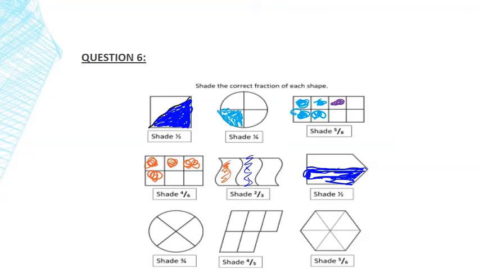Noor, 3 over 4. Yes, Alex. 4 over 5. We need to shade 4 pieces of 5. Okay. Philippe, 5 over 6.